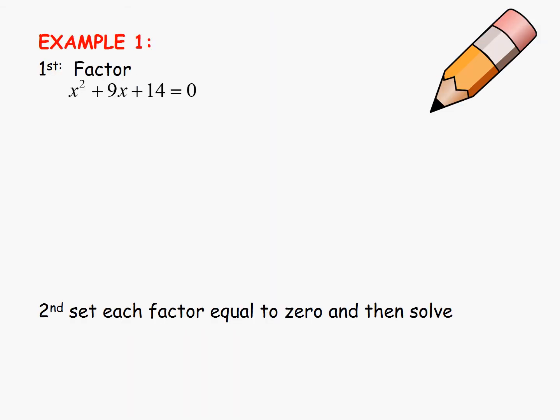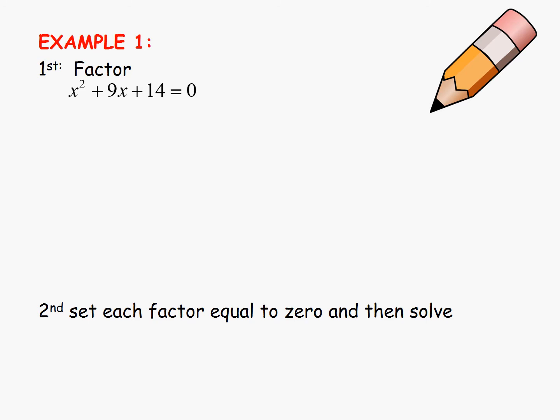Okay, so we only have 3 examples today. The first example is we need to factor x squared plus 9x plus 14. When we need to factor, the first thing we should be asking ourselves is, is there a common GCF between the 3 terms? So do they have a common number or a common variable? And in this case, they do not.